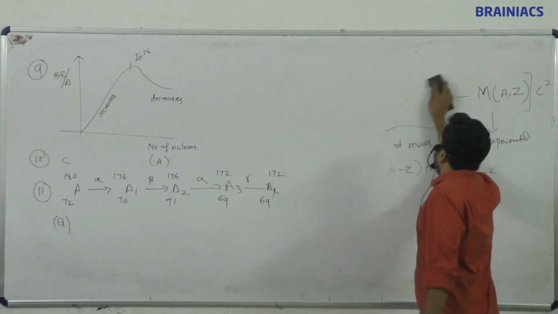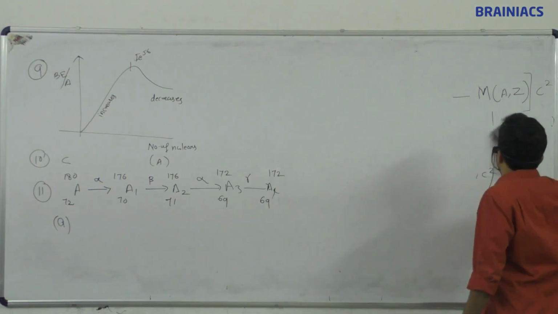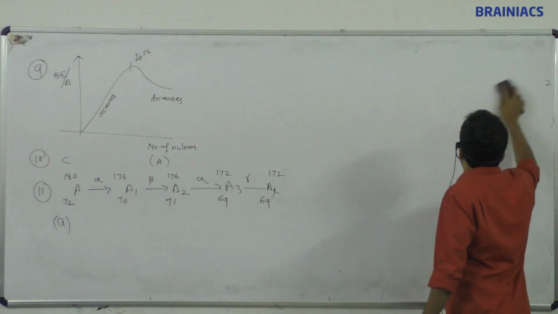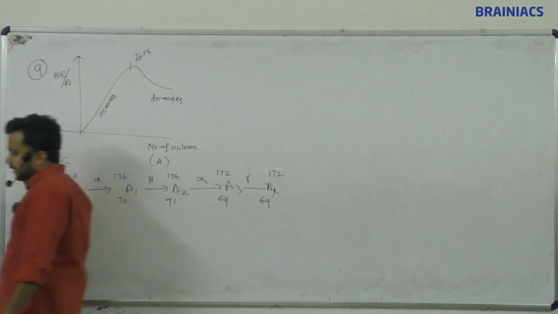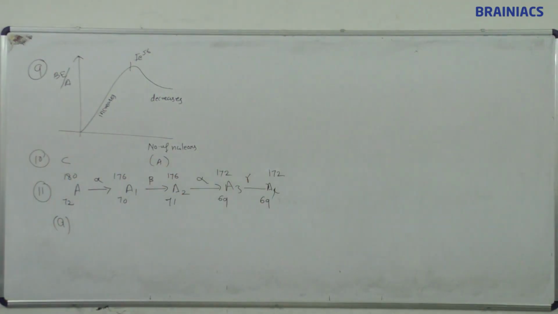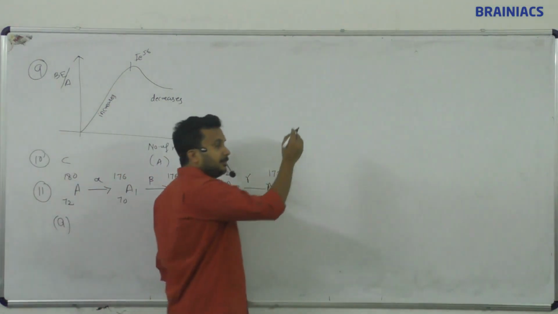When alpha is emitted, the mass number decreases by 4 and the atomic number decreases by 2. When beta decay happens, the atomic number increases by 1. It is actually beta minus decay; beta plus decay decreases it. Okay, so far clear?